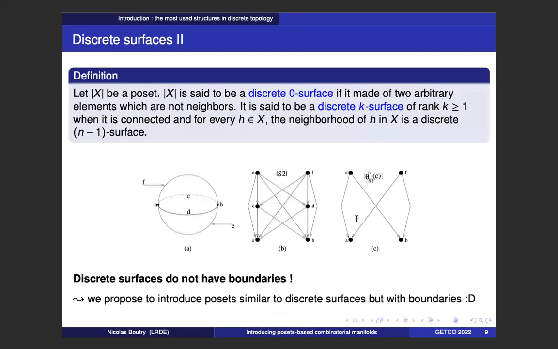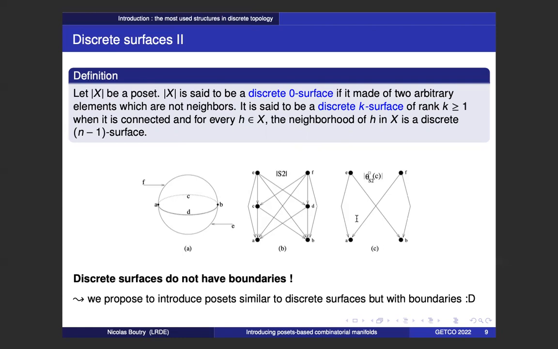And in some cases, these posets can be called discrete surfaces. Discrete surfaces come from discrete topology and mathematical morphology. The definition is the following. A discrete zero surface is a set of 2 arbitrary points which are not neighbors. And the definition of a K surface with K greater than 0 is that it is a poset which is connected and where any neighborhood of any point is a K-1 surface.